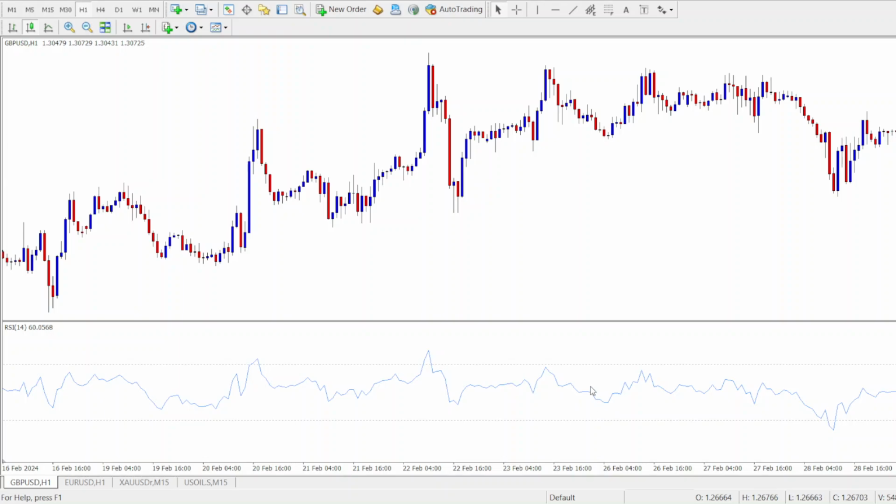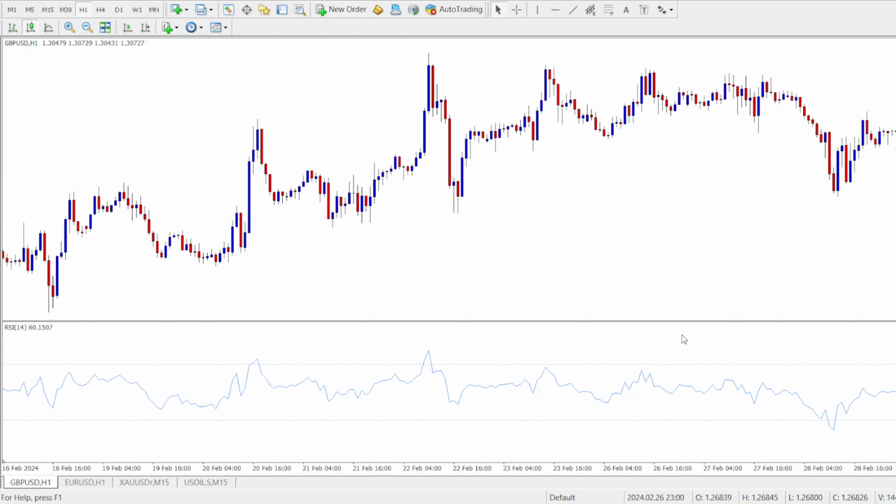Now, the RSI, like I already said, helps identify overbought levels and oversold levels. The default settings are 70 and 30. Above 70 shows overbought, below 30 shows oversold. So this is a sell zone and this is a buy zone.